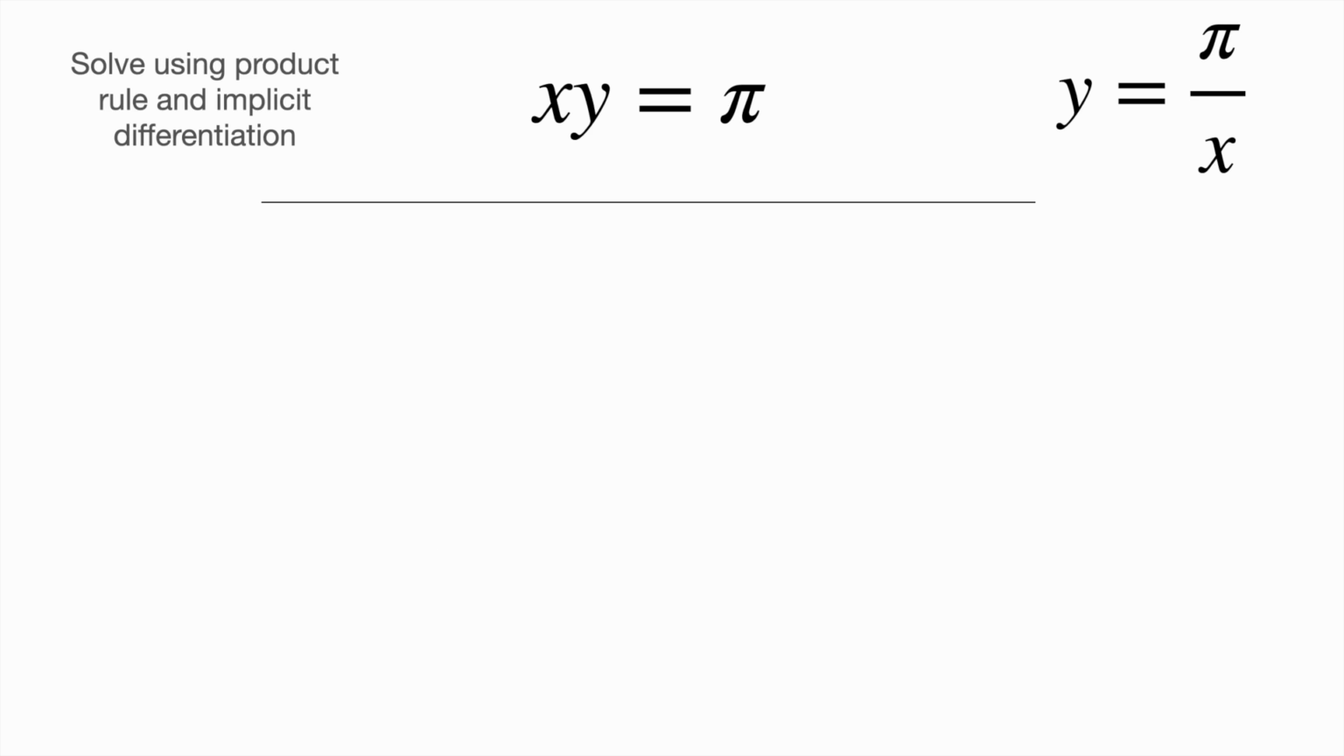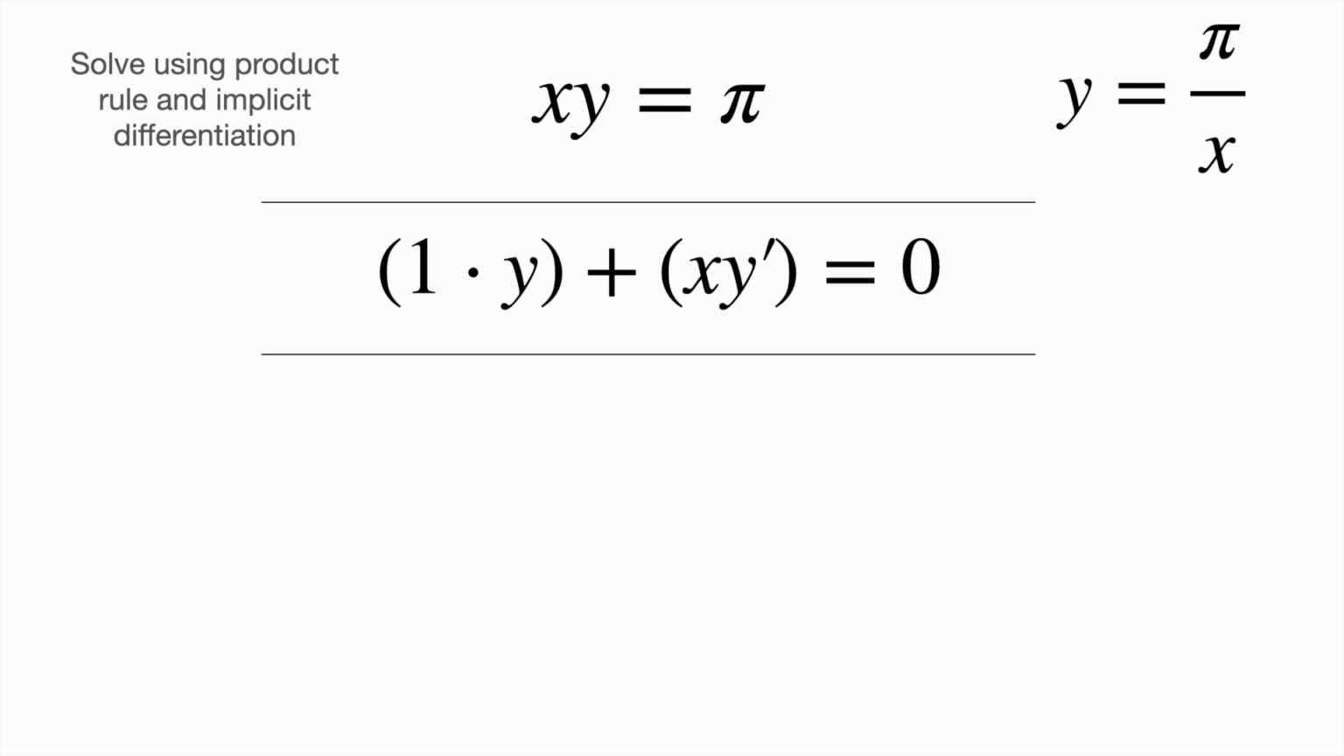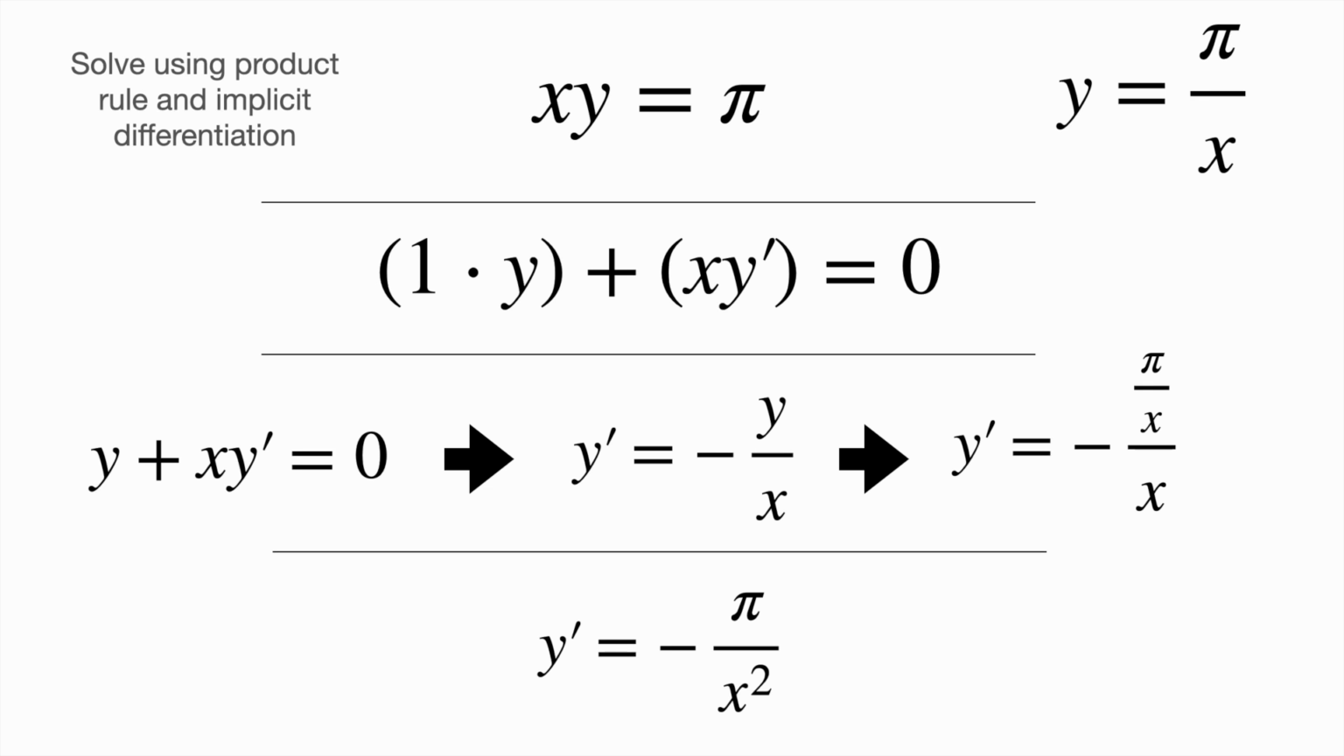I'd like you to try and solve this using product rule and implicit differentiation, so just pause the video real quick and then I'll run through it. Alright, so we'll write down exactly what we get from using product rule and then use algebra to get our y prime, substituting in pi over x for y.